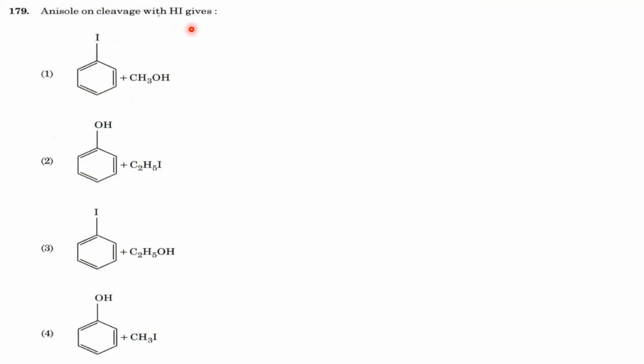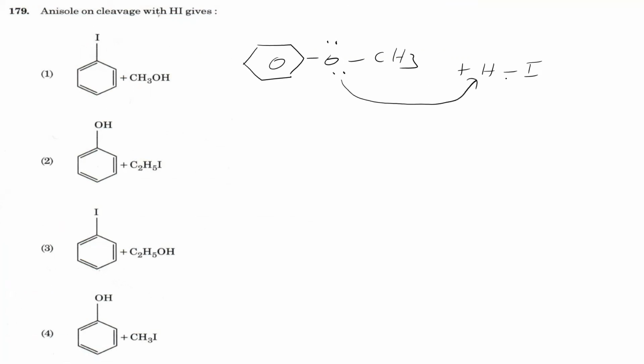Anisole reacting with HI to give what compound? Okay. Anisole reacting with HI to give what compound they are asking. Anisole is this one. Oxygen is having 2 lone pairs, and HI we will take. HI we have taken. This lone pair is attacking this H, and I minus is leaving. Therefore, we will get like this. So OH plus and CH3.